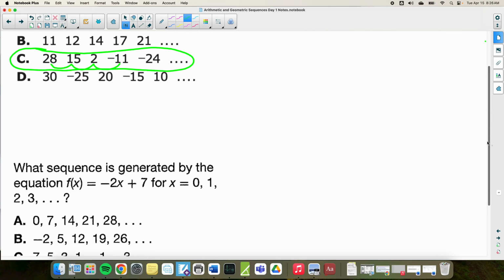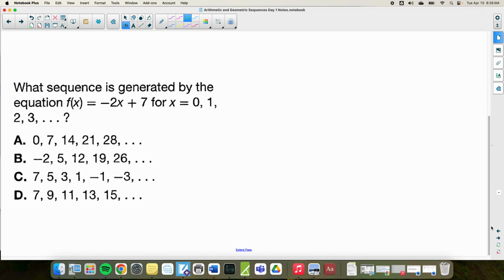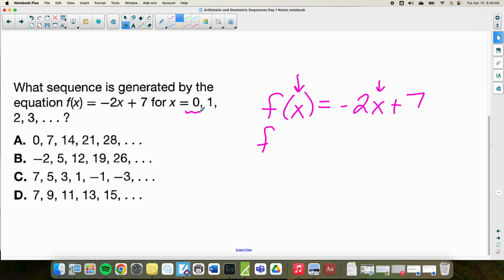Okay? What sequence is generated for this when x is 0, 1, 2, and 3? So in this one, they're giving us the equation, and what we have to do is take, I'm going to just write this down first, -2x plus 7, and first we're going to put 0 in for x, because that's what they tell us to do, okay?